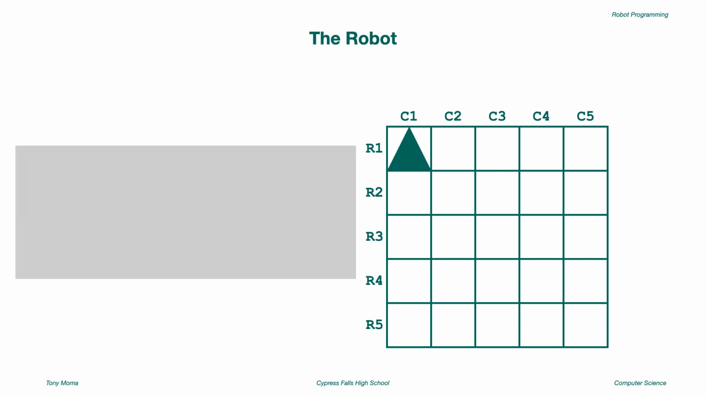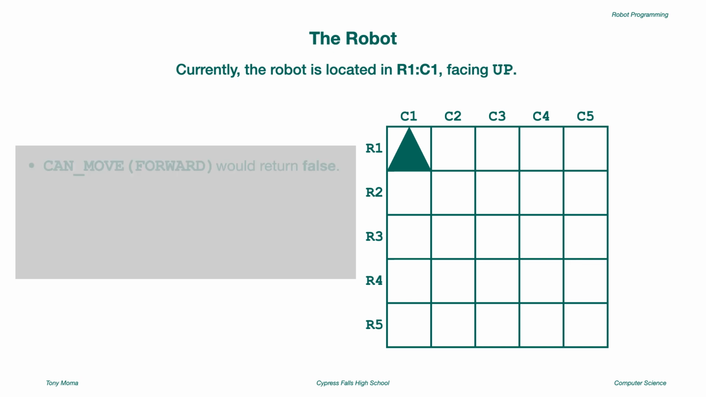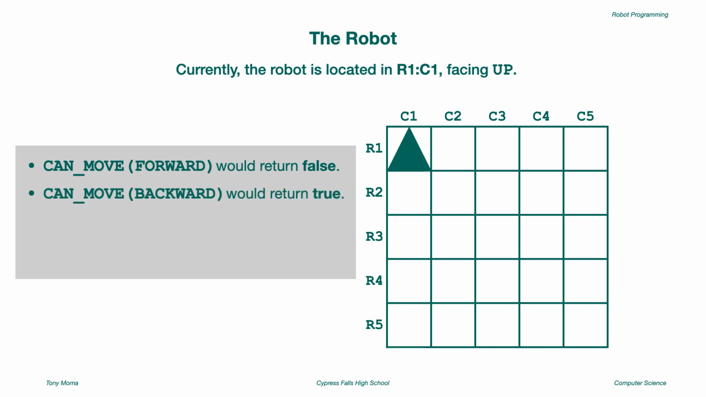Now, that is a mouthful, so let's go ahead and illustrate what I meant by all of that. Currently, the robot is located in row 1, column 1, facing up. In that case, if we were to invoke canMove forward on this robot, we get false because moving the robot forward in the up direction takes us off the grid. There is no open square in the forward direction. That being said, canMove backwards would return true because there is an open square in the backwards direction.